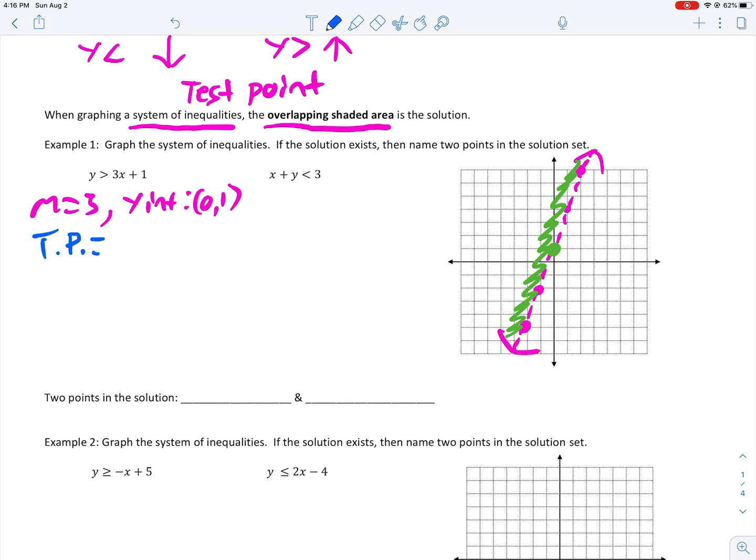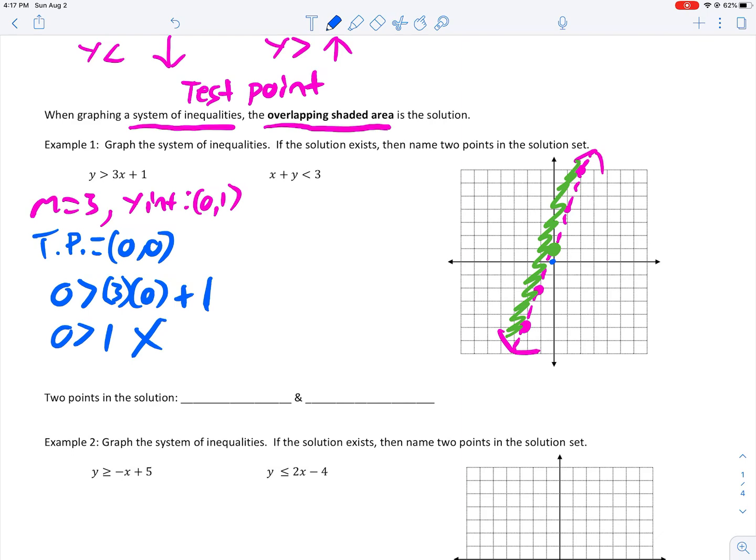Now, how do you use a test point? Let's say we use 0, 0. That's an easy one. You pick a point not on the line and plug it in. 0 is greater than 3 times 0 plus 1. Is 0 greater than 1? No, that's false. So 0, 0 is below the line, so I would shade above.